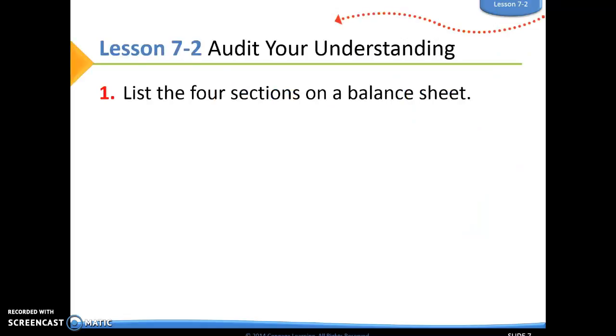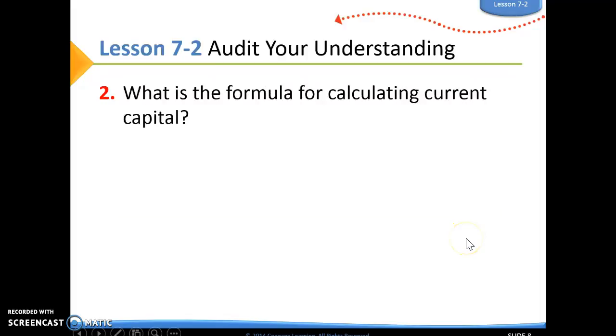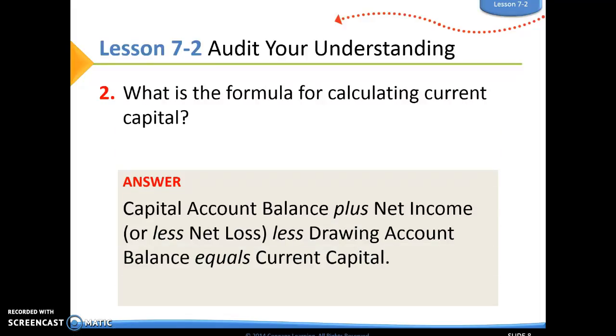All right, so out of your understanding, list the four sections of a balance sheet. We're going to have our heading, and then we're going to have assets, liabilities, owner's equity. Number two, what is the formula for calculating our current capital? This is important. We need to know this. You're going to take your capital account balance and you're going to add to it your net income minus your drawing account. That will equal your current capital.